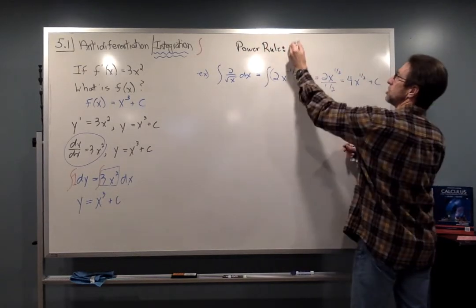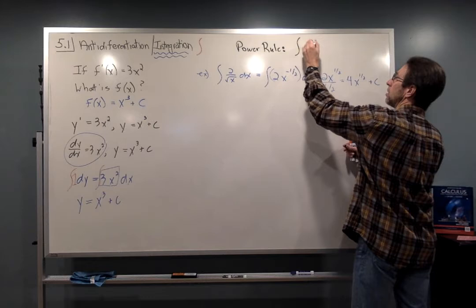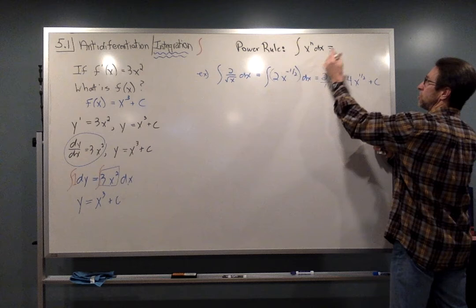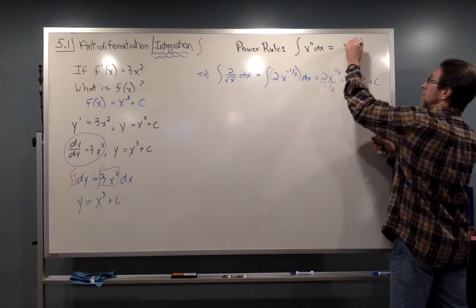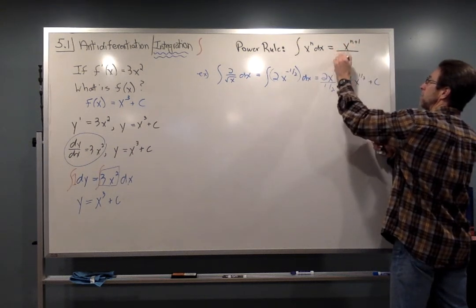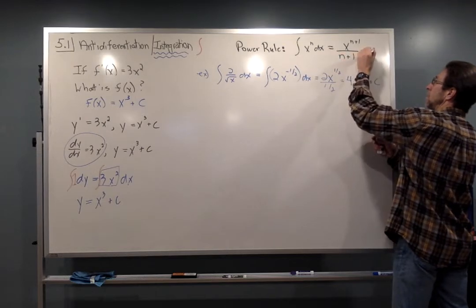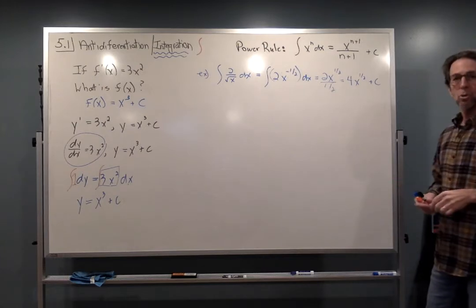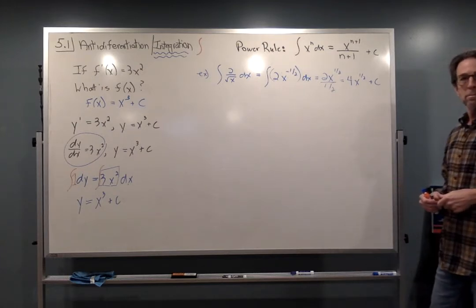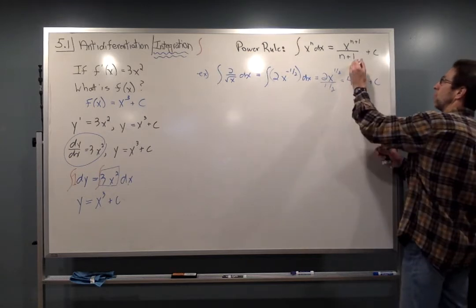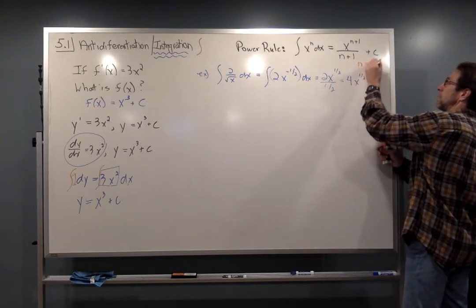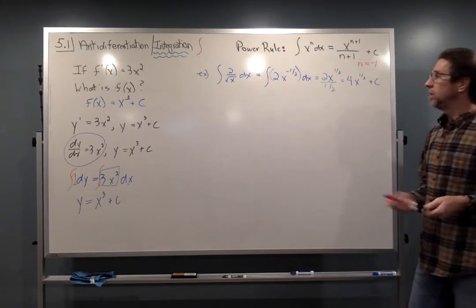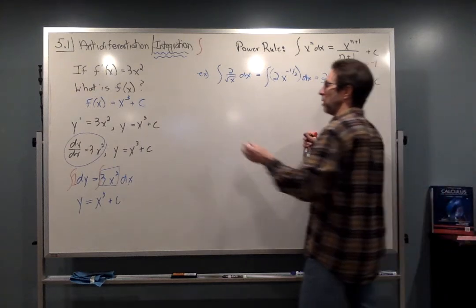Now, formally, what this ends up leading to is something we could call the power rule. The power rule gives us a way to integrate x to the n power. And simply stated, it's just add 1 to the exponent and divide by the new exponent. Now, there's only one thing about this. It's not true for a certain value of n. And that value of n is negative 1. So n cannot equal negative 1.